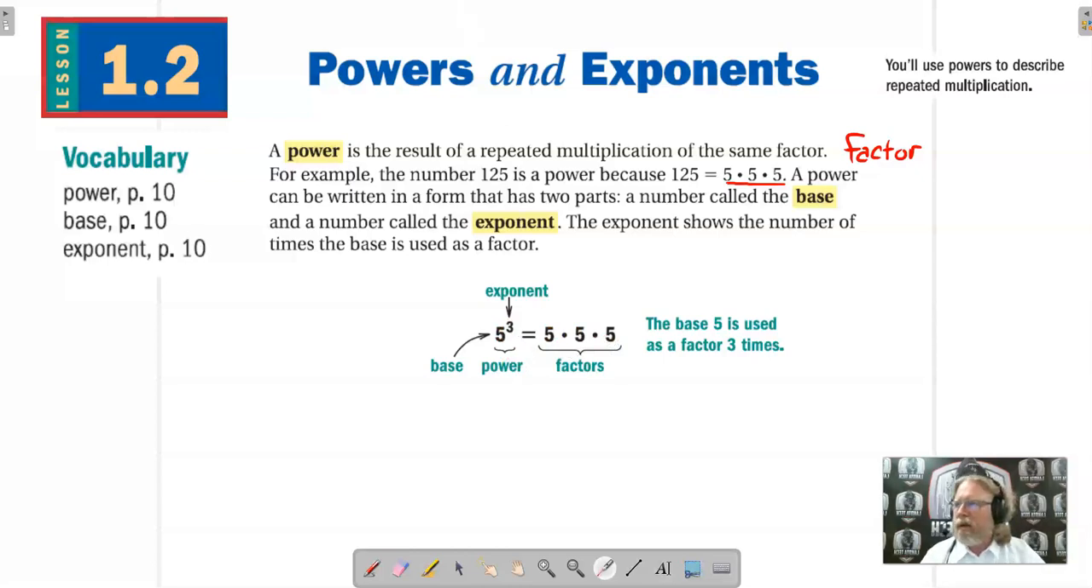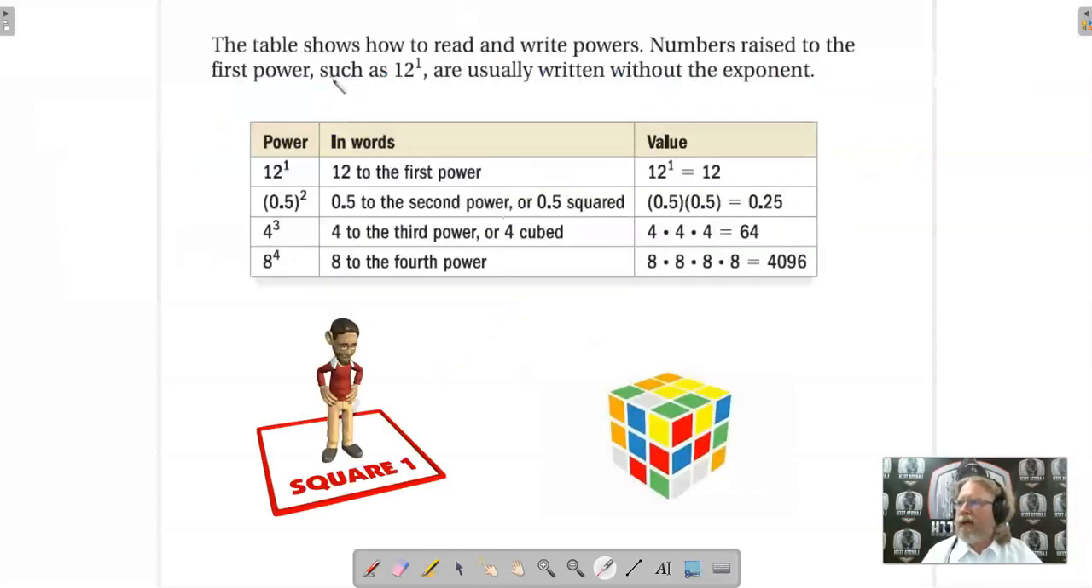All right, so moving along to the next page here, we have a table, and the table shows how to read and write powers. Numbers raised to the first power, such as 12 to the first, are usually written without an exponent. Any number that we have, we could raise it to the power of 1, but in the end it just equals itself, so there's really no need to list that power of 1 there. So we would have it as a power with a base and an exponent, 12 to the first. In words, we would say 12 to the first power. And then over here, the value of that, 12 to the first, would just simply equal itself, 12.